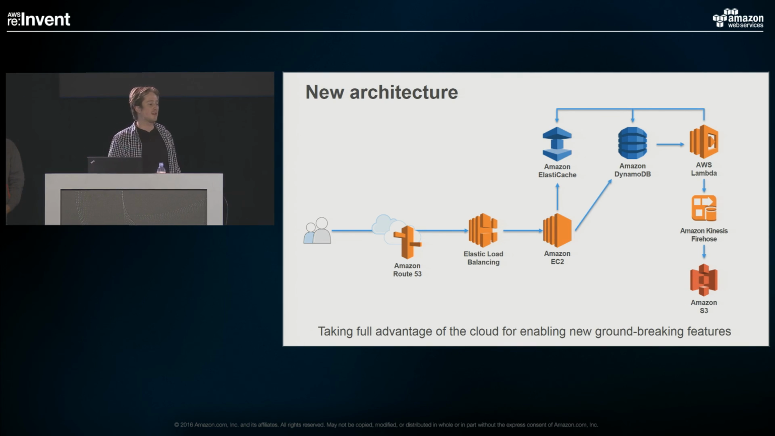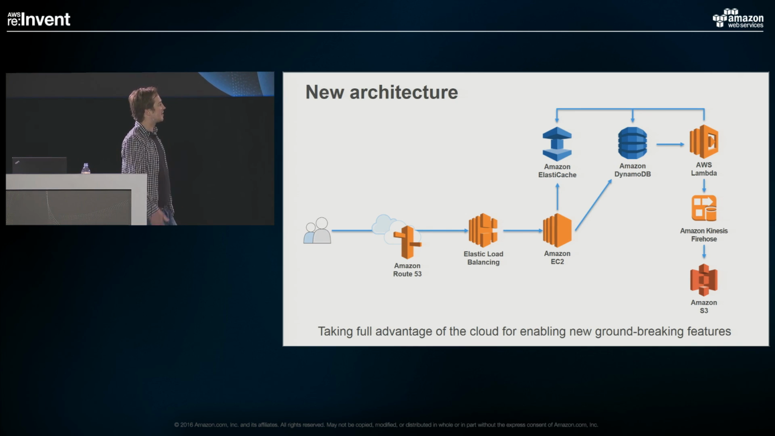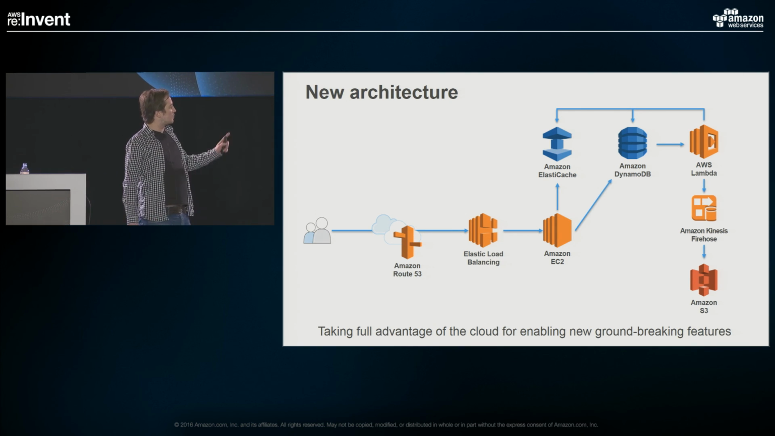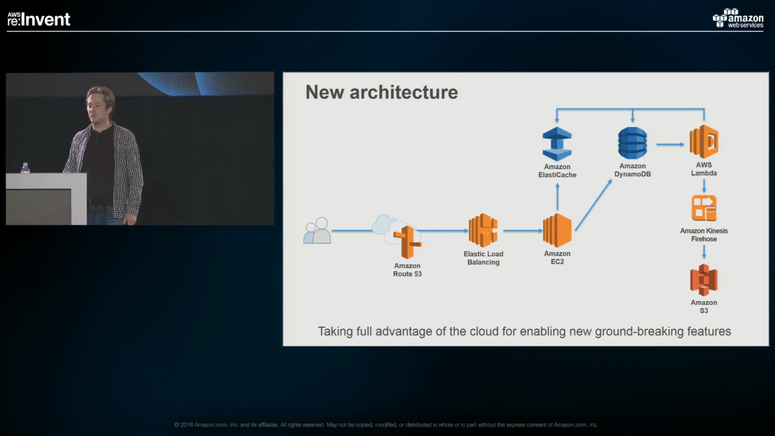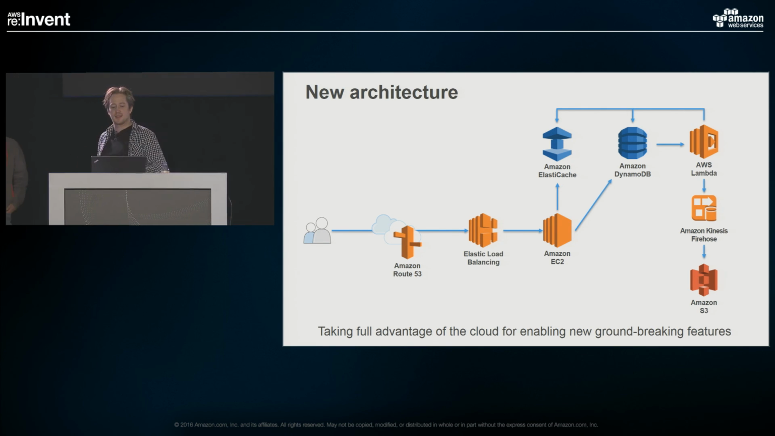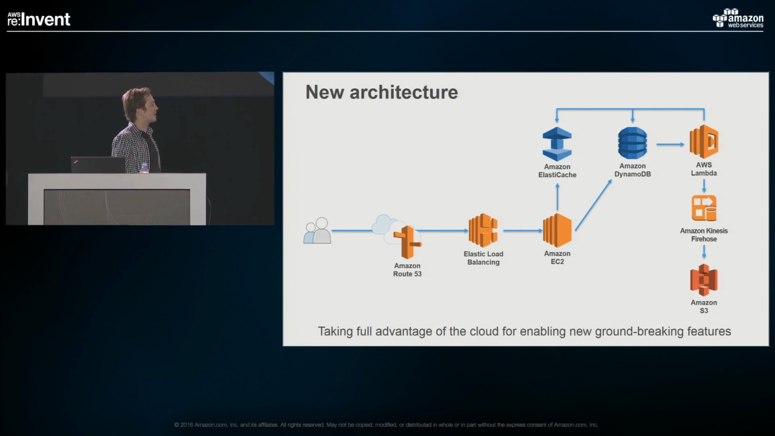It's going to be all cloud. It's going to be wonderful. We don't have to maintain it that much. Again, it's Amazon Route 53, an ELB, EC2 running the app service, and writing to DynamoDB and ElastiCache.